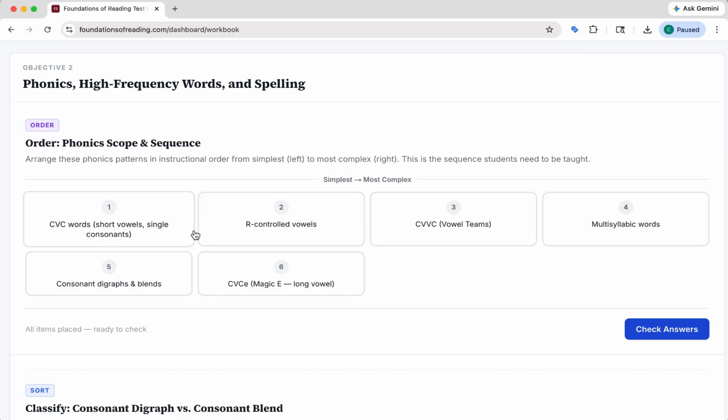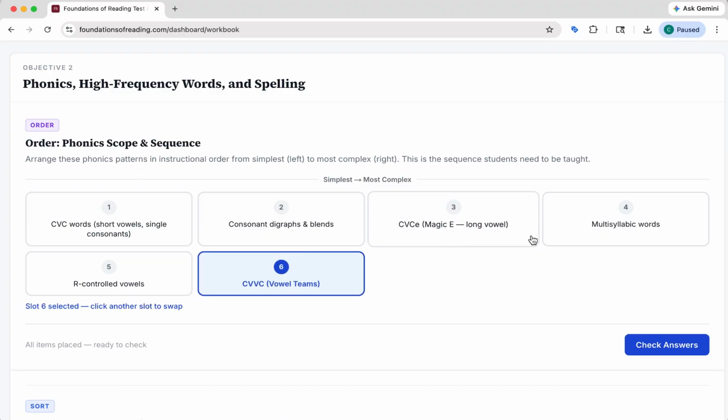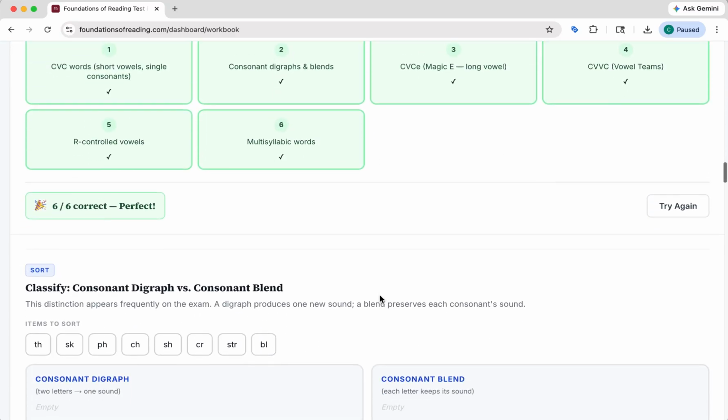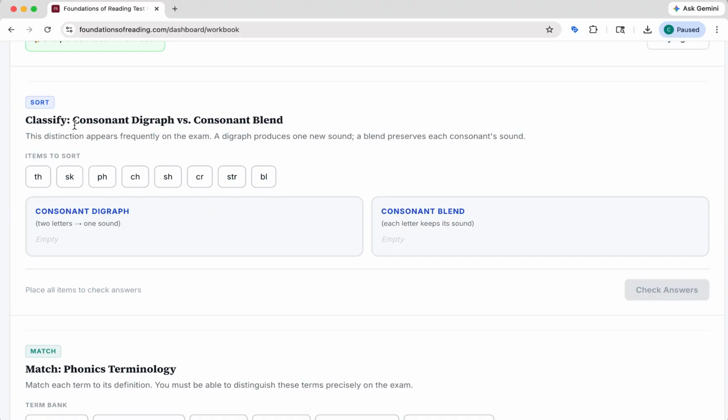And I'm going to go next to consonant digraphs and blends. I saw that there, right there. Okay, good. And after this, we're going to go CVCE, which is right here. After CVCE, we're going to go CVVC, consonant, vowel, vowel, consonant. Put that fourth step. And our controlled vowels can stay there. Multisyllabic words are last. Let's check it, all 6, and we're good. Let's keep this moving on.